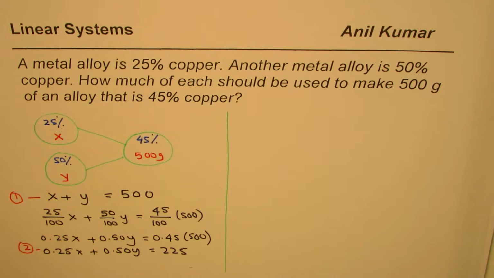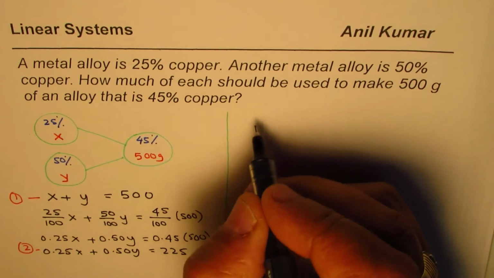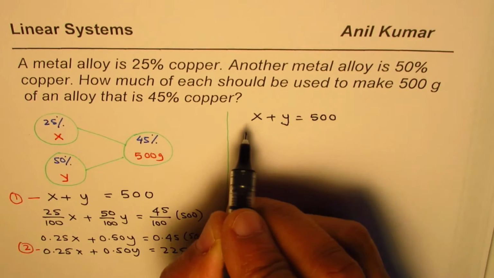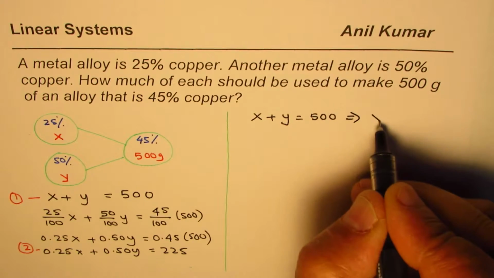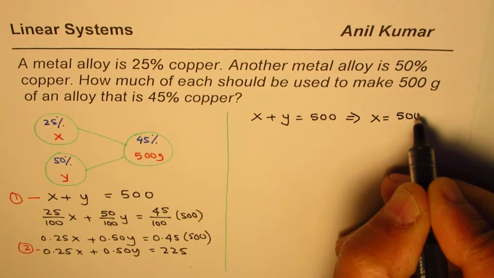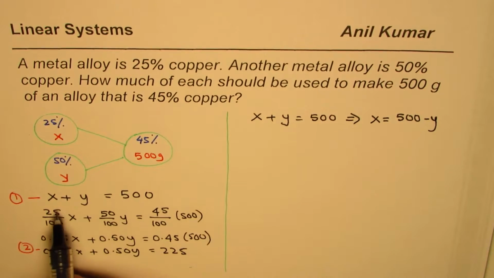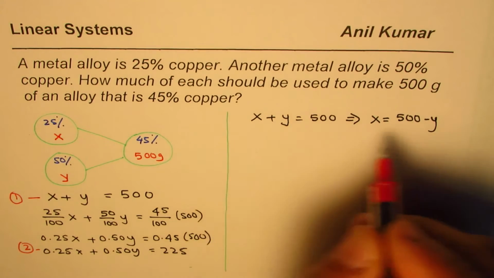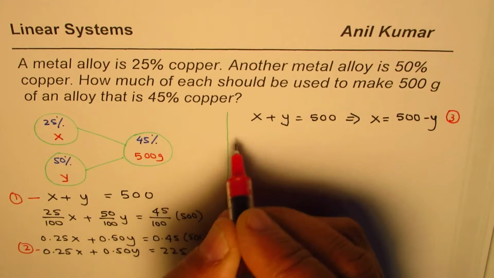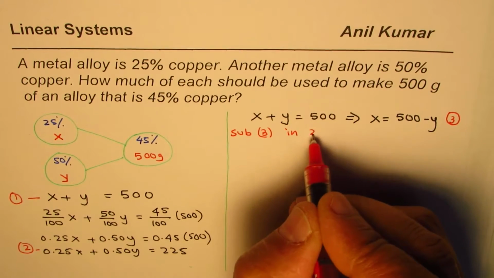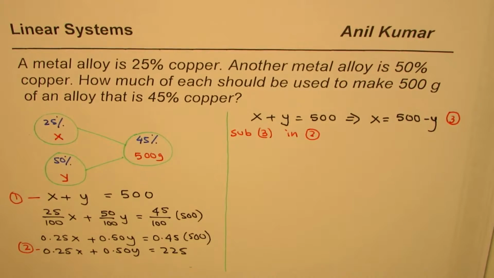Now we can use the method of substitution or elimination to solve this particular question. We have X plus Y equals 500. Now from here we can get what X is. So from here we can write X equals 500 minus Y. Substitute X, 500 minus Y, in the second equation, right? So let me call this our equation number 3. So we substitute 3 in 2.